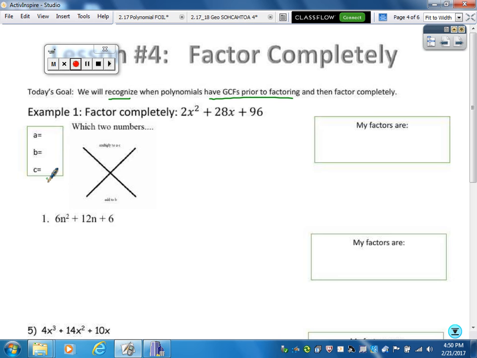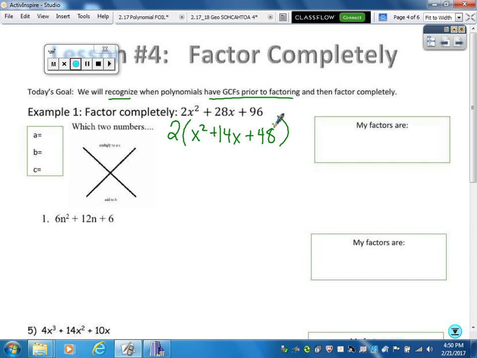from the start. Like 2, 28, and 96 are all even. So I can make this a simpler polynomial by pulling out that GCF of 2. When I do that, I'm going to have half of everything. So x squared, only 14 x's now, and I'm going to have what's left there, 48.